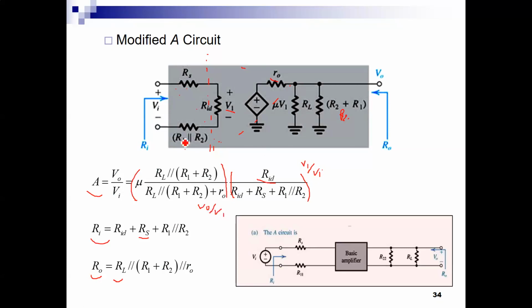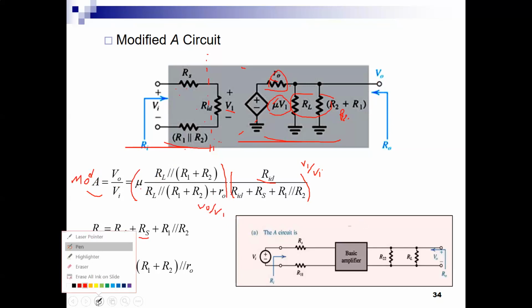So V1 over VN comes from a voltage divider from this block, and VO over V1 comes as another voltage divider, because we know that VO is RL parallel R2, RL parallel R2 plus RO, times mu V1. So with another voltage division, when I take VO over V1, that gives the second quantity for the modified A. So this is really the modified A.